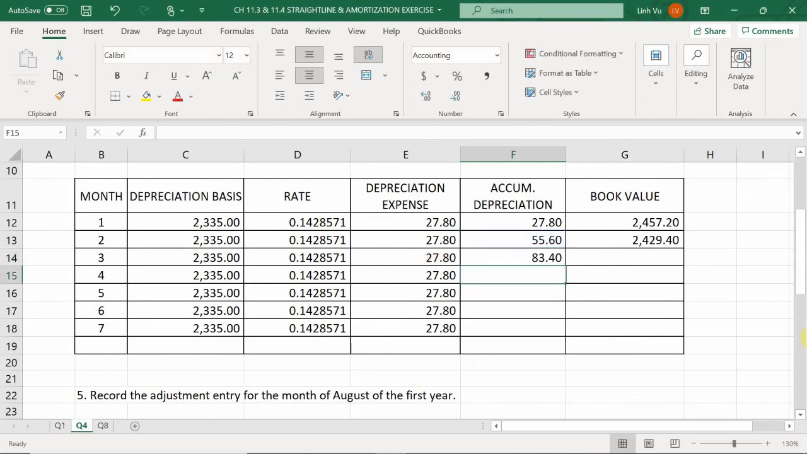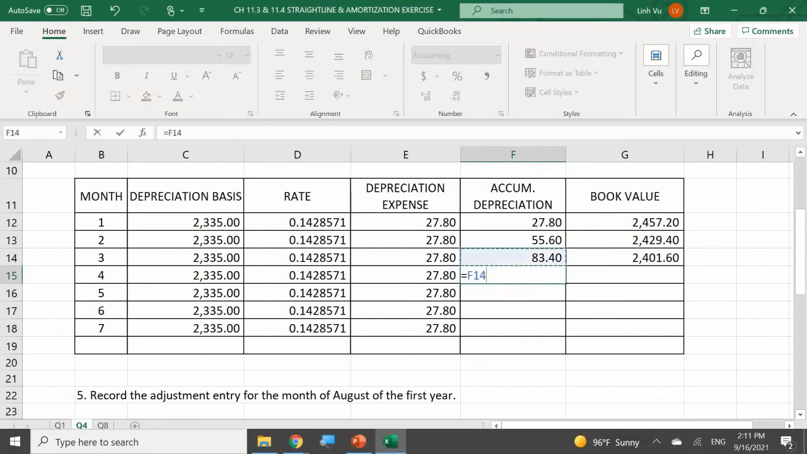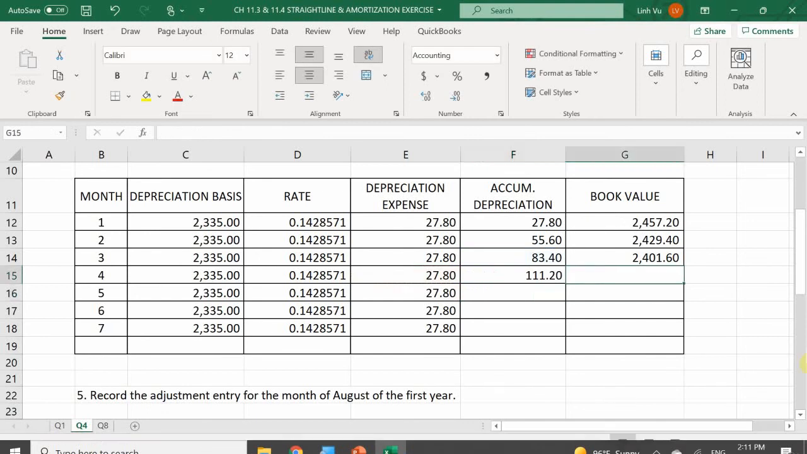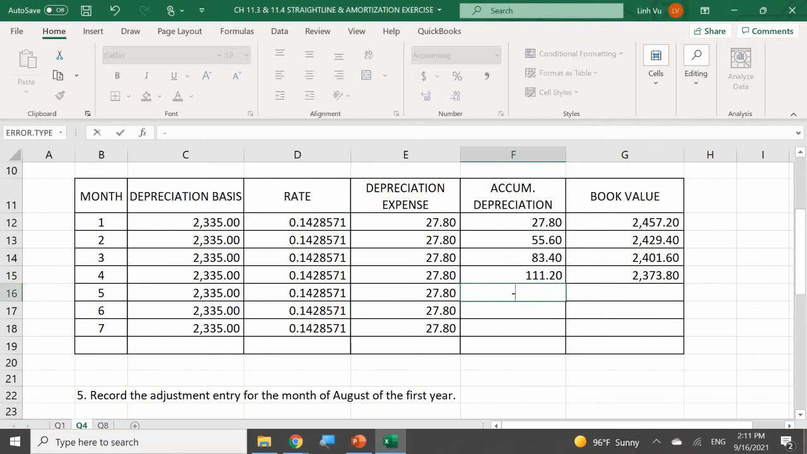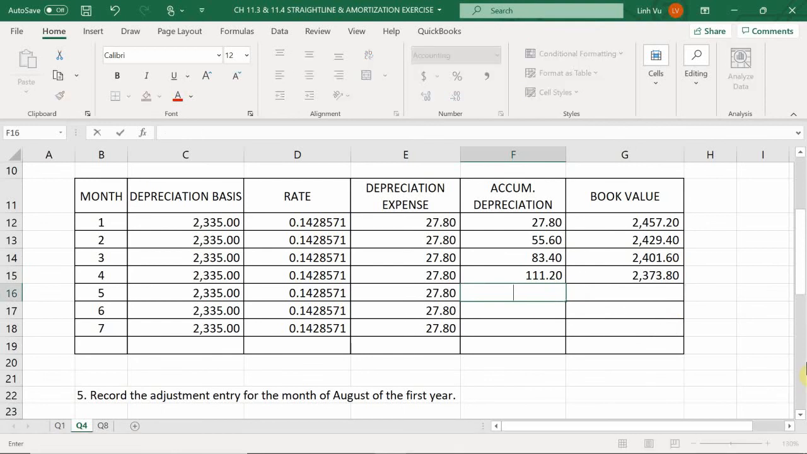8340, which brings my book value down to 240160. Perfect. Okay. What about my accumulated depreciation for the fourth month? 11120. And what's my book value then? 237380. Good. What's my accumulated depreciation for the fifth month?